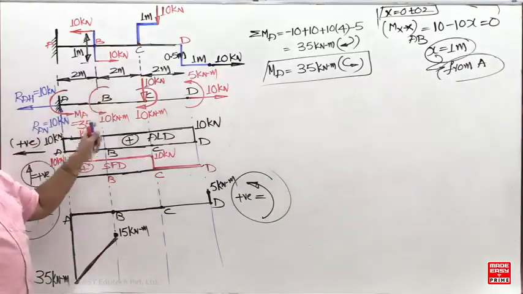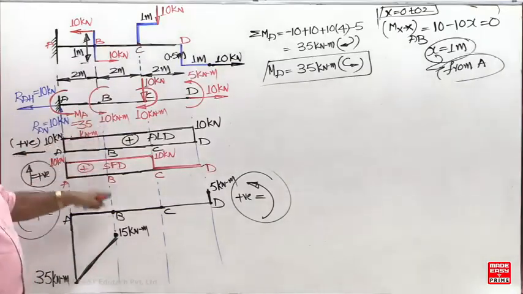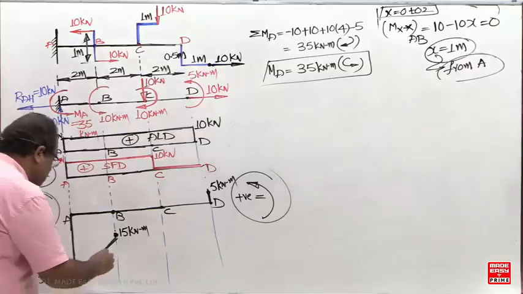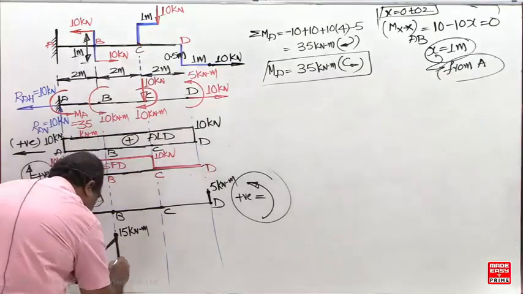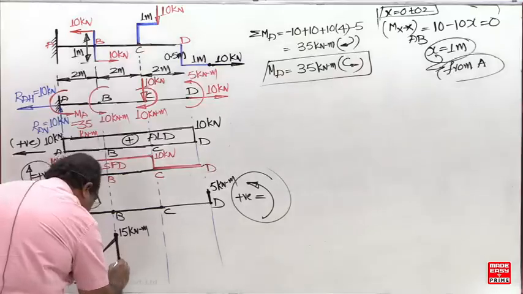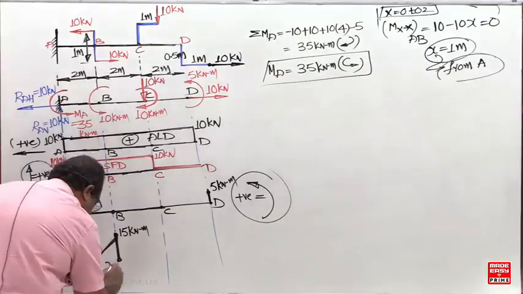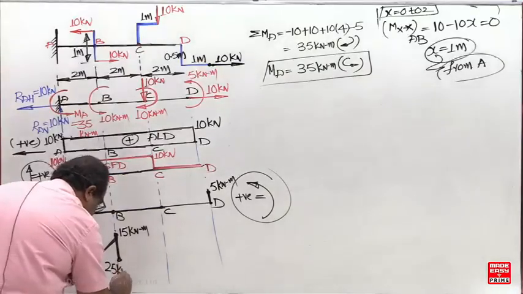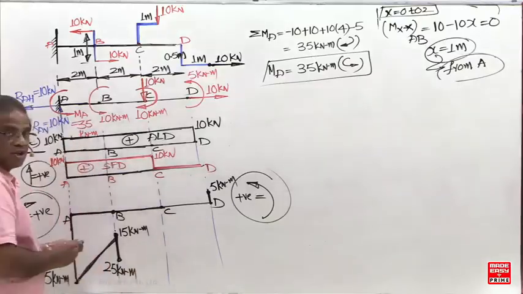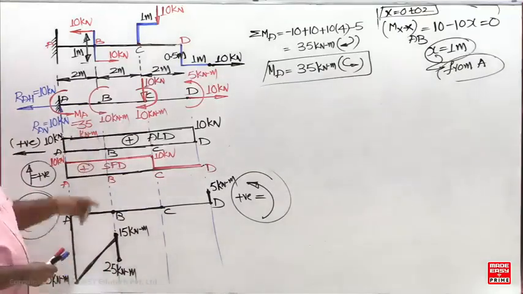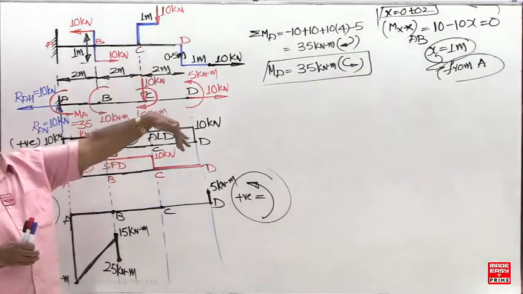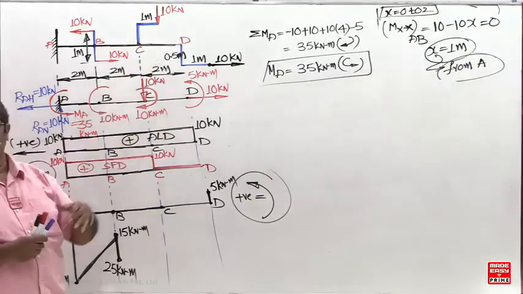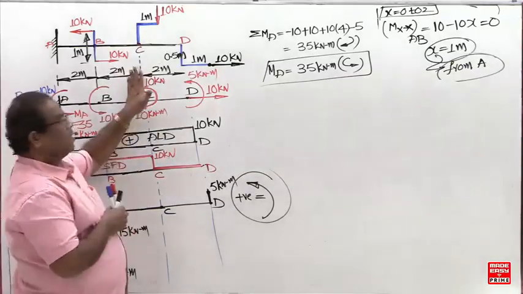Next, once again this is negative, clockwise positive. So 15 minus 10 is minus 25. What should be the height of this line? 10. Next, at C. At C, which side is better to consider? Now the right side. At C it is better to start from the right side.